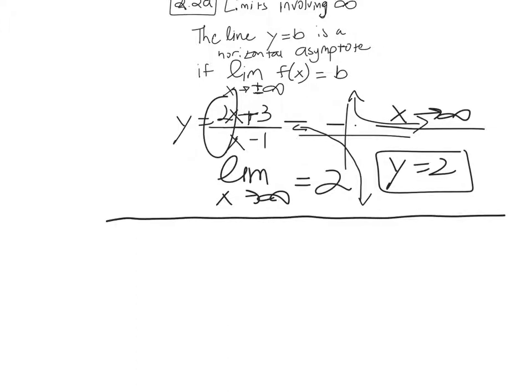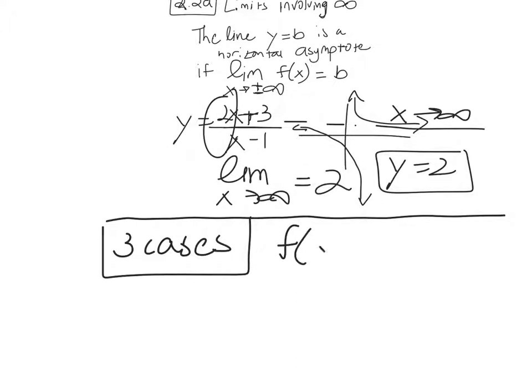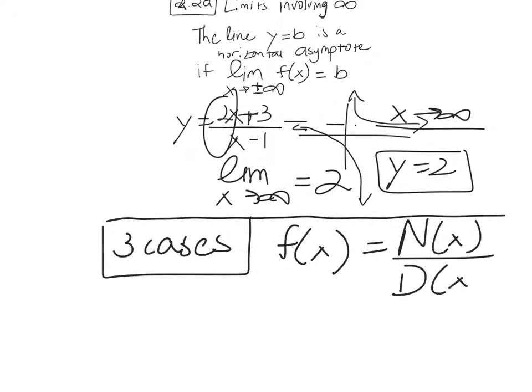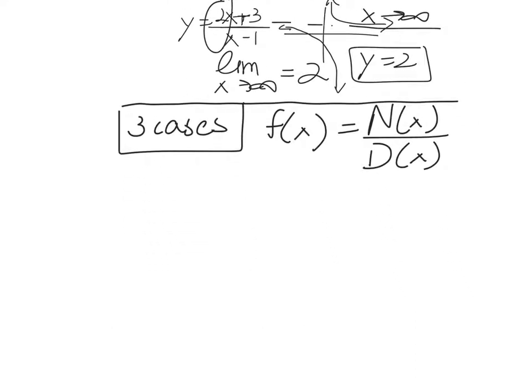So there are 3 cases here. And this is only for these types of functions, these rational functions. So it's for f of x equals n of x over d of x, where n of x and d of x are both polynomials. Okay? So you have a polynomial over a polynomial. And here are your 3 cases.